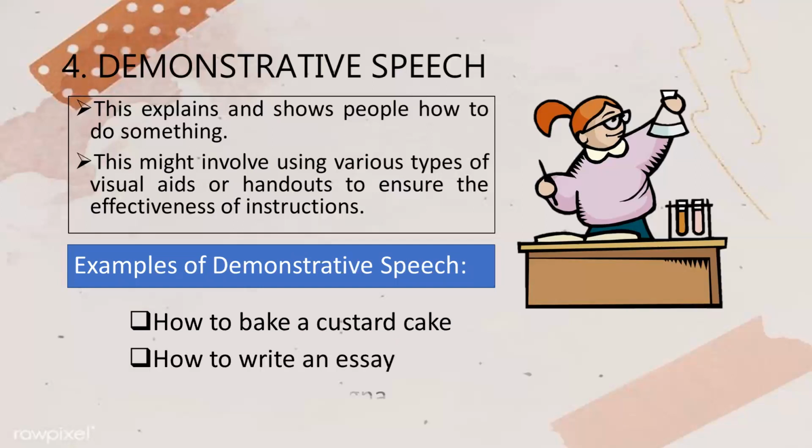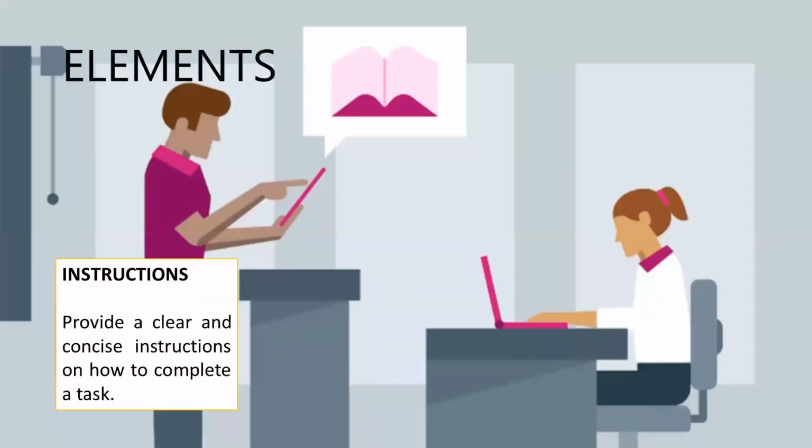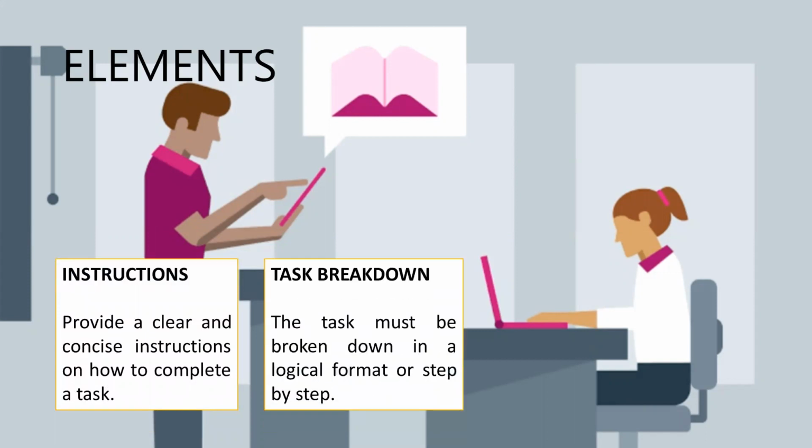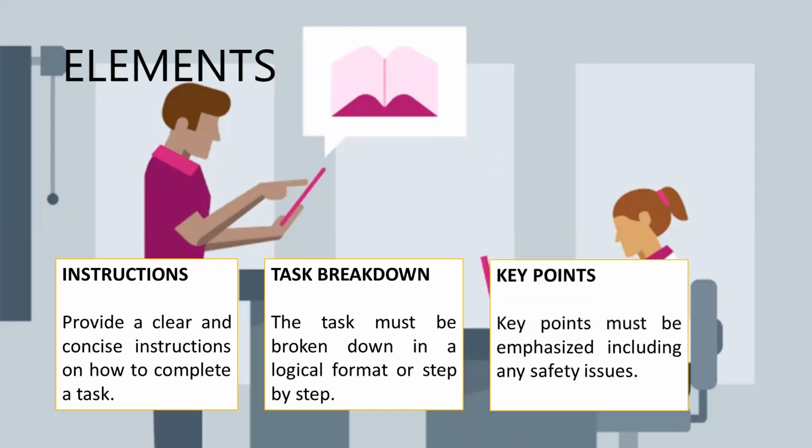How to write an essay is also demonstrative. How to make lasagna is an example of demonstrative, when they do it while delivering a certain speech. Okay? So elements: instruction, provide clear and concise instruction on how to complete a task. So when there is instruction and demonstration, that can be identified as demonstrative speech. Task breakdown: the task must be broken down in a logical format or step by step. Key points must be emphasized, including any safety issues. So what should be remembered here is the logical or step by step process also.